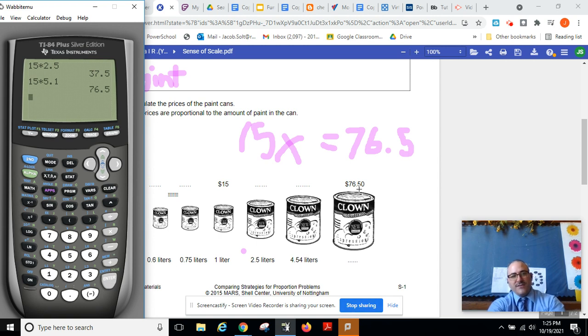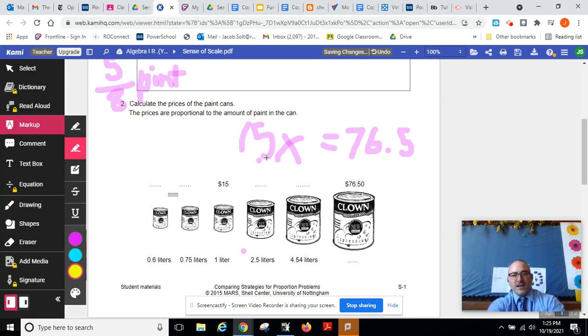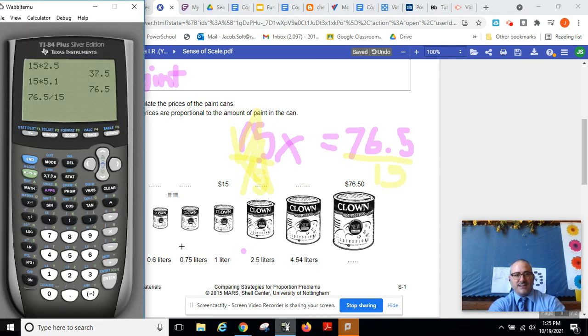76.5. Another easy way of doing this would be to take 76.5 and divide by 15. Why would I divide by 15? Because you see that x, if I wanted to get that x by itself, I would have to divide by 15 on both sides of this equation. That cancels to become just plain old x. So all that goes away. Divide this by 15, and 76.5 divided by 15 becomes 5.1. 5.1 liters. All right.